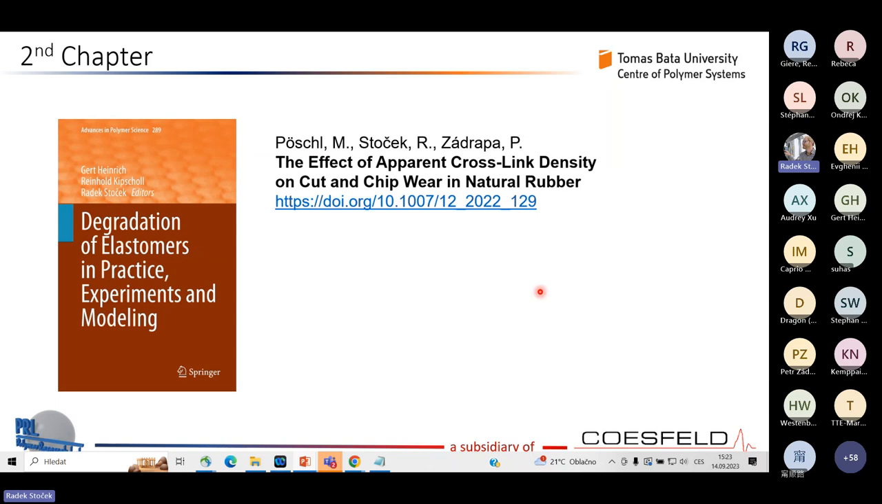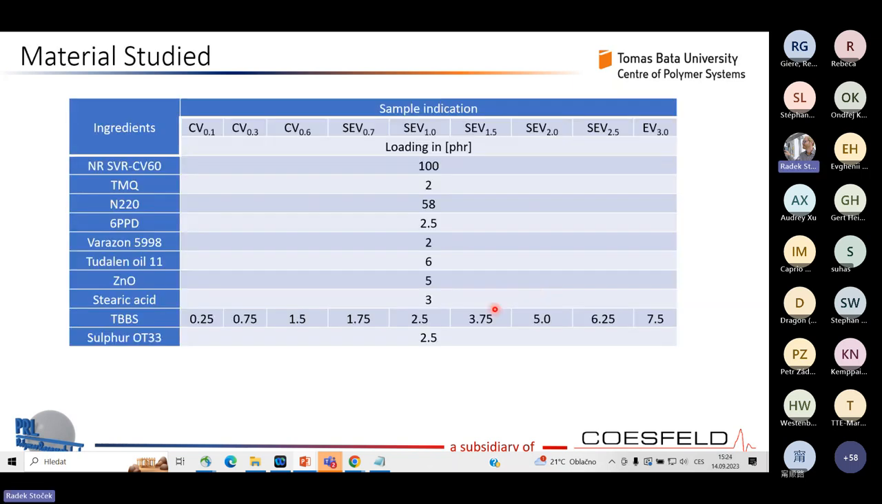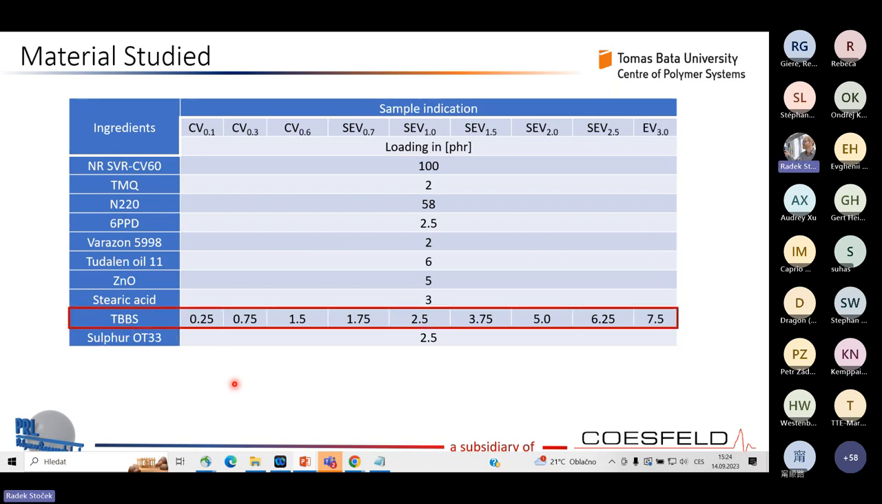And the second one is the effect of apparent crosslink density on cut-in chip wear in natural rubber. Directly to the material study, this was really focused on cut-in chip, like what I presented now, the last part from the previous chapter. What we investigated here is a material based on natural rubber. The different crosslink density we achieved with different amounts of accelerator, from a very low one up to a very high one.